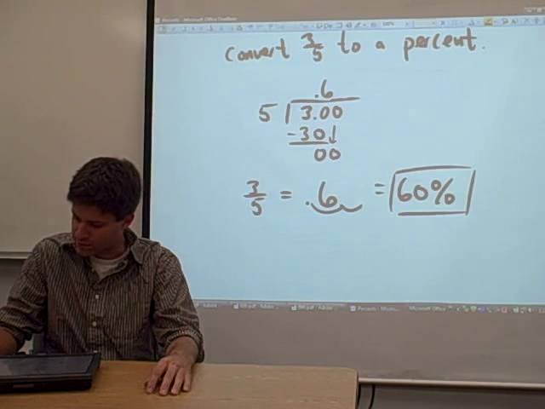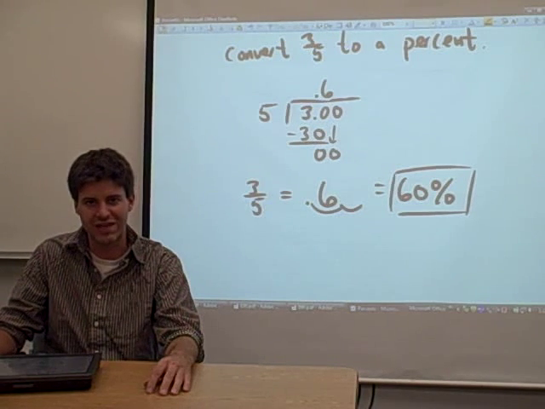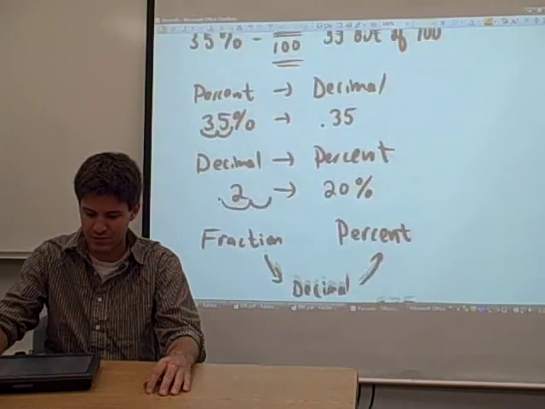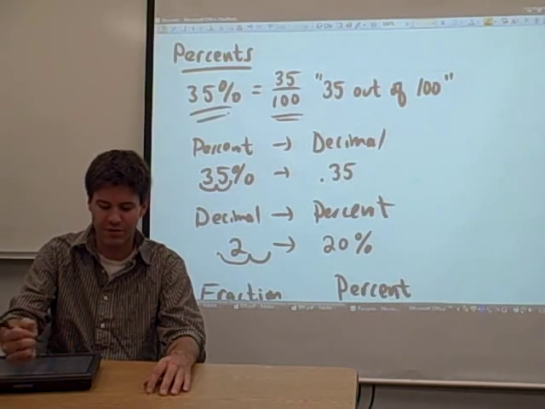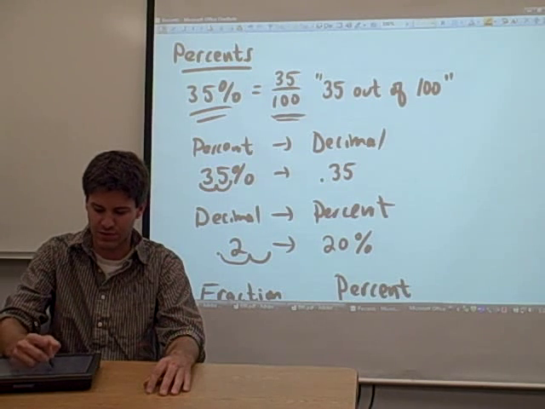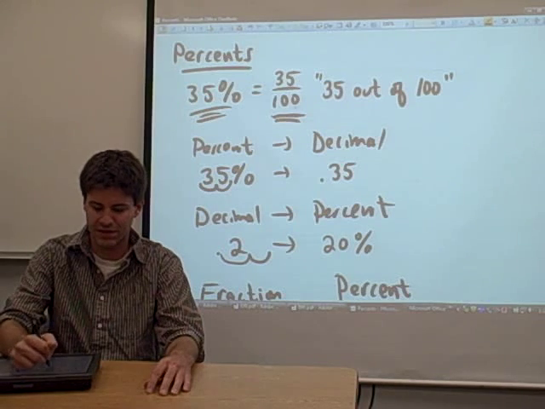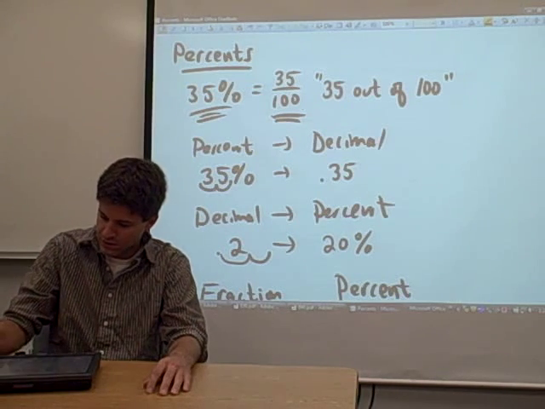So another thing that we can do is we can change a percent to a fraction. And actually we did that already, didn't we? We did that all the way up here. Right off the bat we said 35% can be written as 35 over 100. That was converting a percent to a fraction.